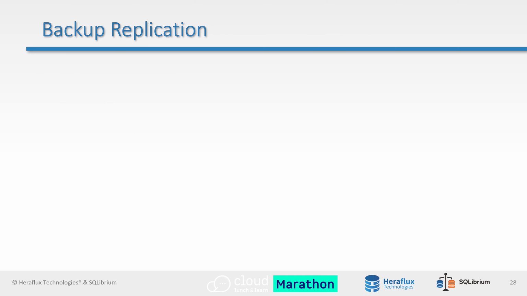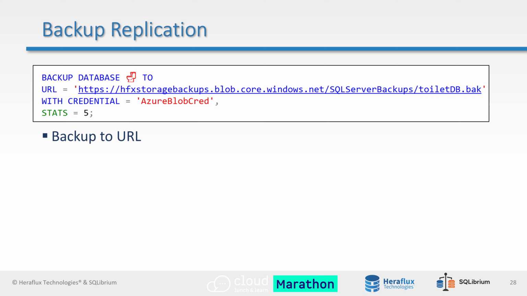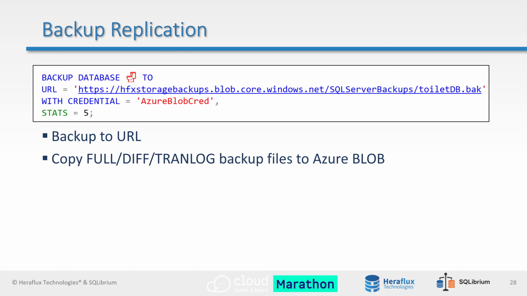Now, if you want to replicate your backups from a lot of these things, you can actually back up to URL. And yes, that is valid syntax right there. I can back up a database to a given URL with a credential that's stored, and now I have my backups in a decentralized location that are going to be redundant. They're going to just work, and you can grab them from anywhere. You can copy, do full backups, differential, transaction logs, and just get it out to Azure Blob.